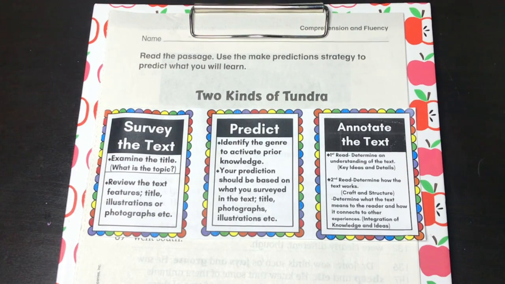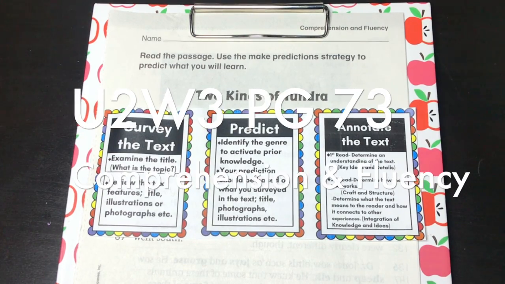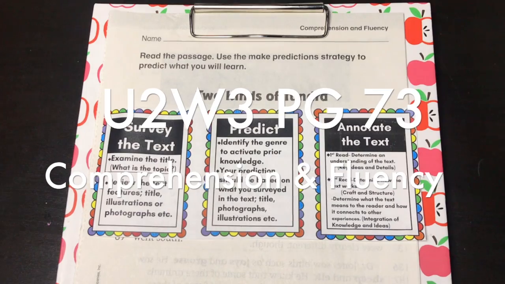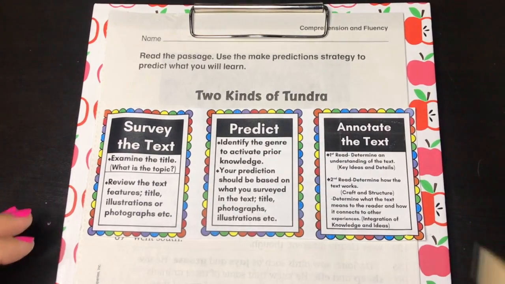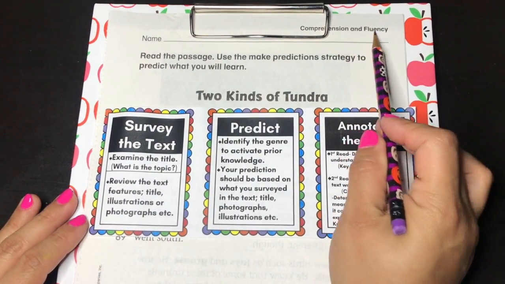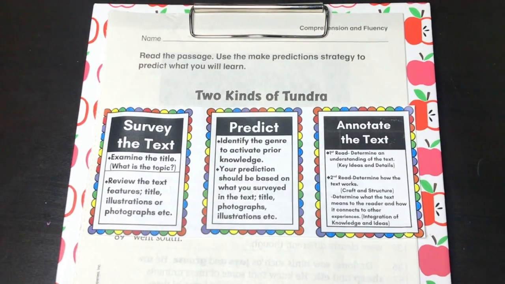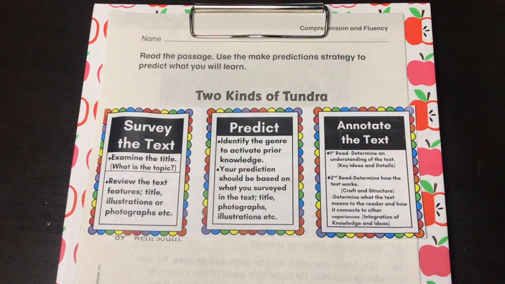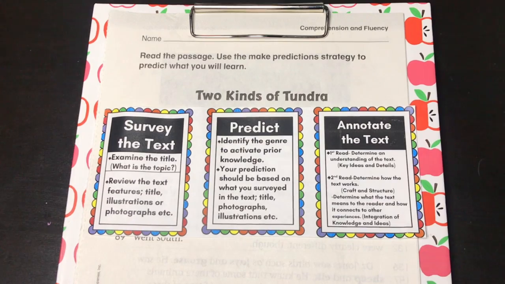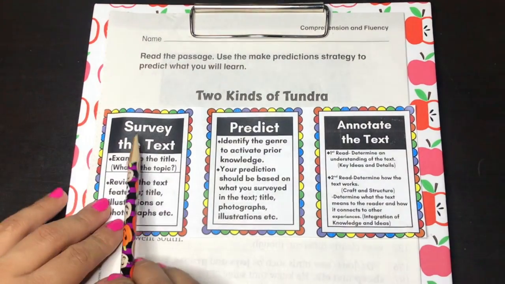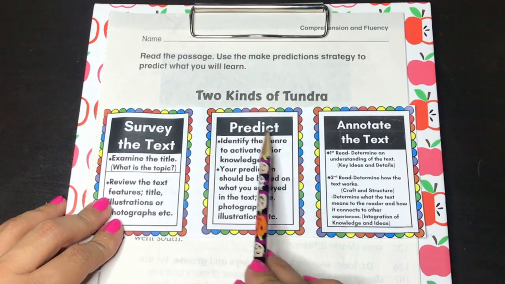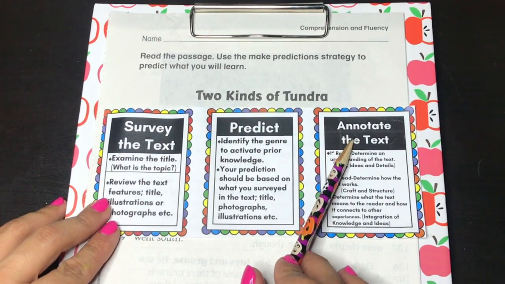And today we're going to do page 73, Unit 2, Week 3. So, today we're going to focus on the comprehension and fluency part. And today is Wednesday or Thursday. And you should be watching this video 2 times so you can learn what the SPADE strategy is. Today we're going to focus on surveying the text, writing a prediction, and annotating the text, right?